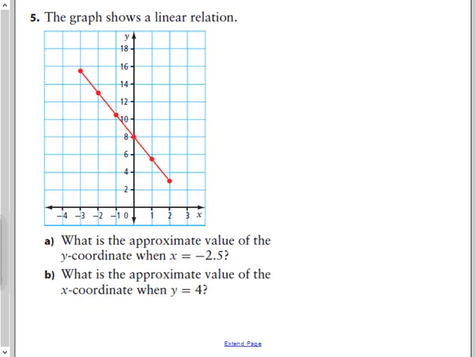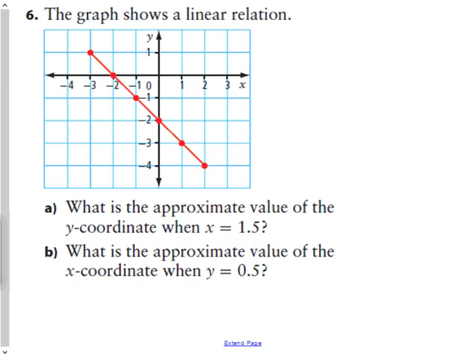Question 5 says the graph shows a linear relation. What is the approximate value of the y coordinate when the x is negative 2.5? So negative 2.5 would be here. If I go up here and over, I would say it's roughly y is 14. And when y is 4, we have it here. What's the x value? Go over to here. The x value is roughly 1.5.